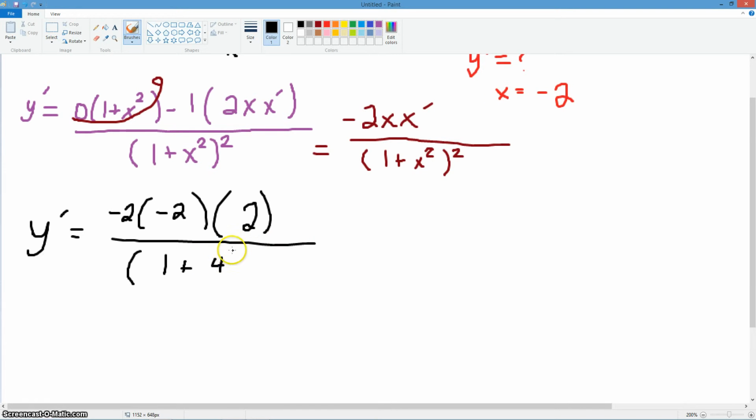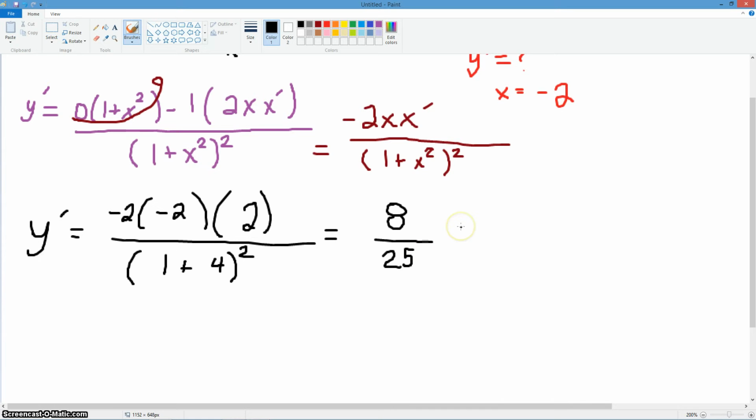because what happens when you square a negative, Miss Green? It's a positive, that's right. And then squared. So if we get this numerator part, that's -2 times -2, that's a +4, times 2, that is a +8, over 1 plus 4 is 5, squared, and we get a 25. So my y prime is equal to 8 over 25, and it's a rate.